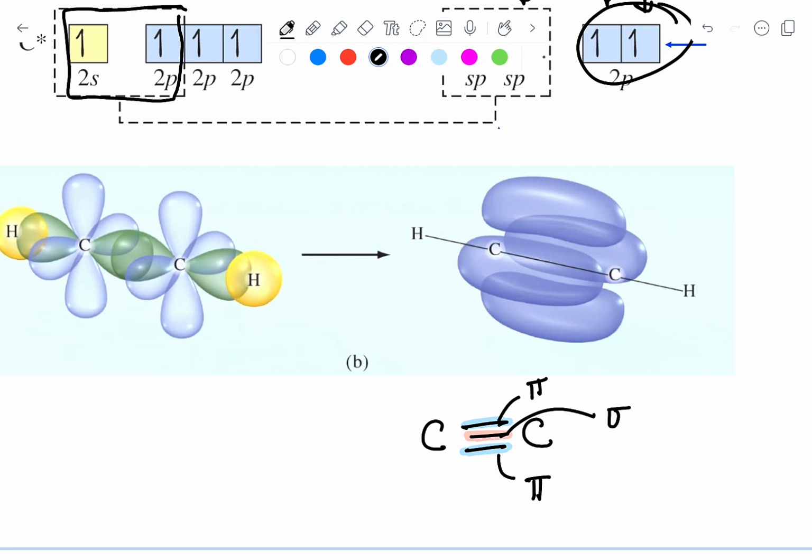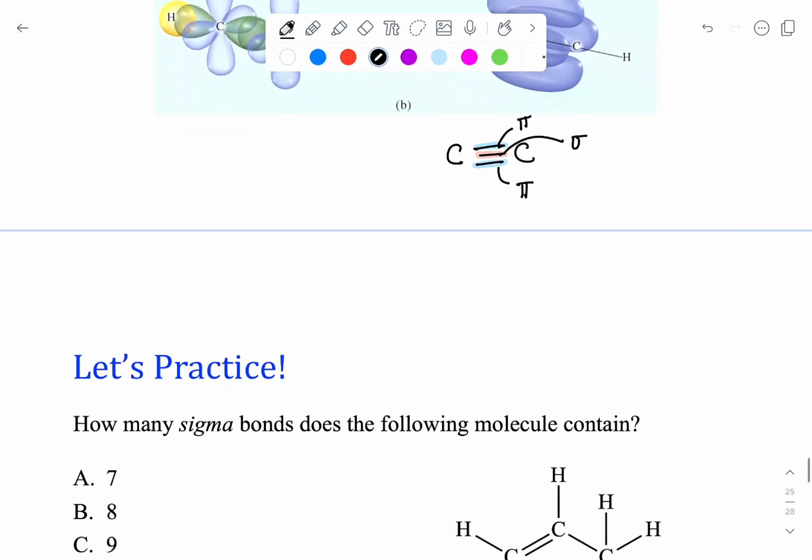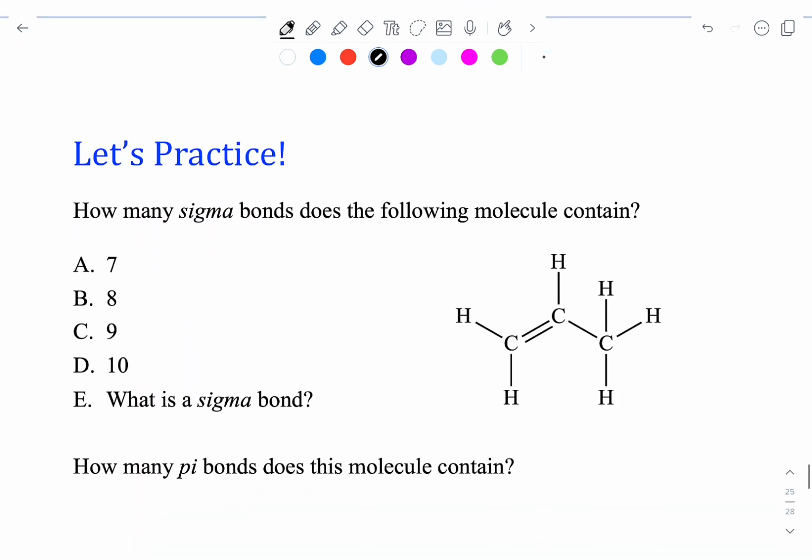So let's practice with that. How many sigma bonds does the following molecule contain? Look at this molecule. I'm going to give you some options for answers there. Count up the number of sigma bonds, and then the next question is going to be how many pi bonds does the molecule have? So let's start counting.